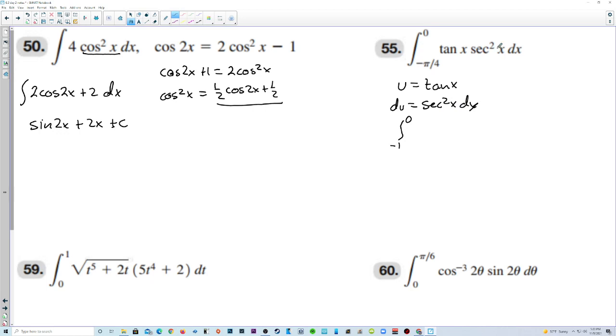And this becomes du, and tangent is u, so u du. And that's going to be 1/2 u squared from negative 1 to 0. That's a negative 1. And we have 0 minus 1/2 times negative 1 squared. So it ends up being negative 1/2.